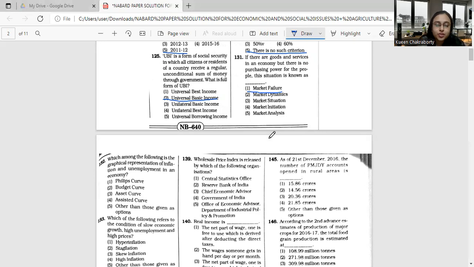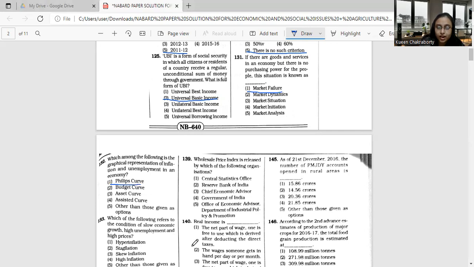Next, moving on to question number 132. Which among the following is the graphical representation of inflation and unemployment in an economy? Phillips curve, budget curve, asset curve, assisted curve, or other than those given in the options. So we have 5 options, which is the correct one? The correct answer is Phillips curve.